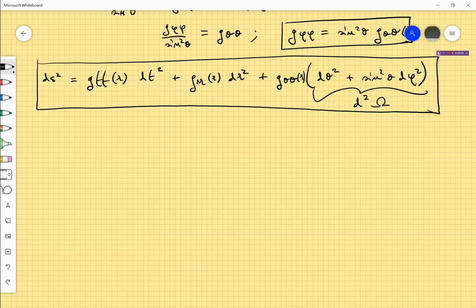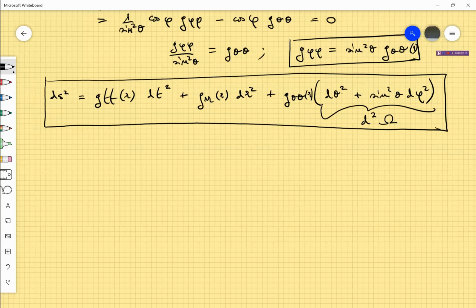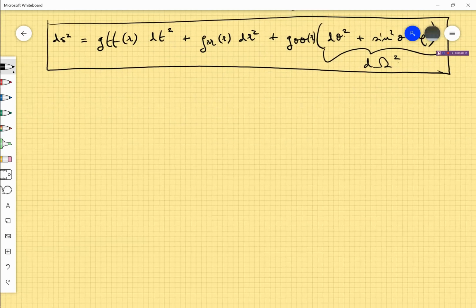And we still have some freedom in the parameterization of r that we can use to simplify this metric even further. And when we do it, we will discuss precisely the form of the metric. I have written, sorry, d squared omega, I mean. This is one of the comments.